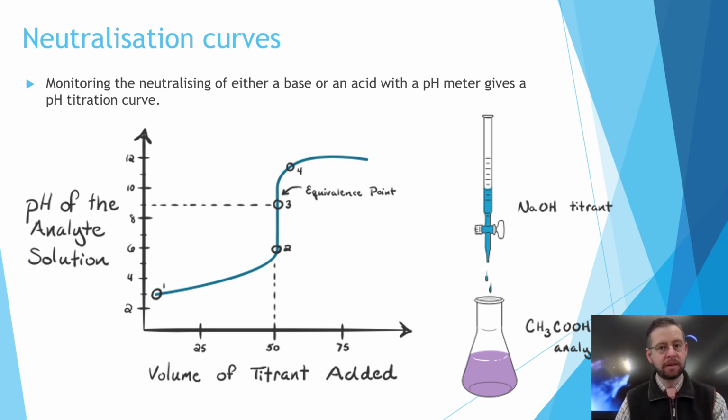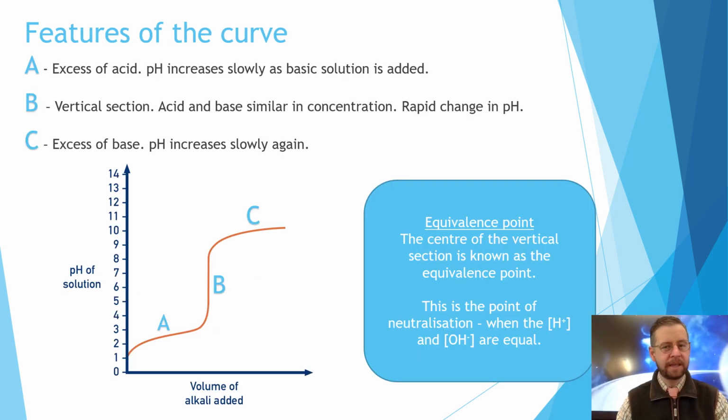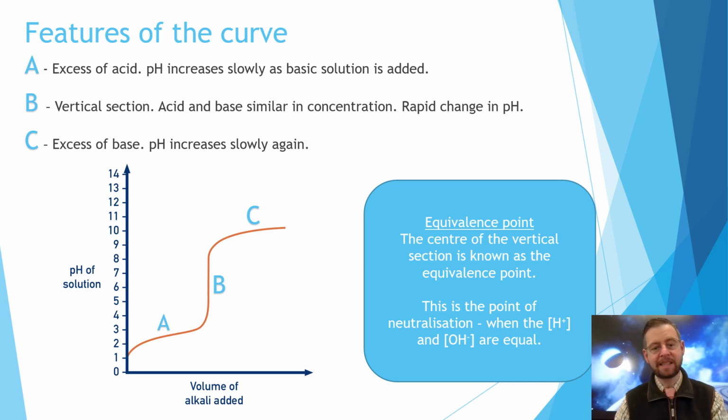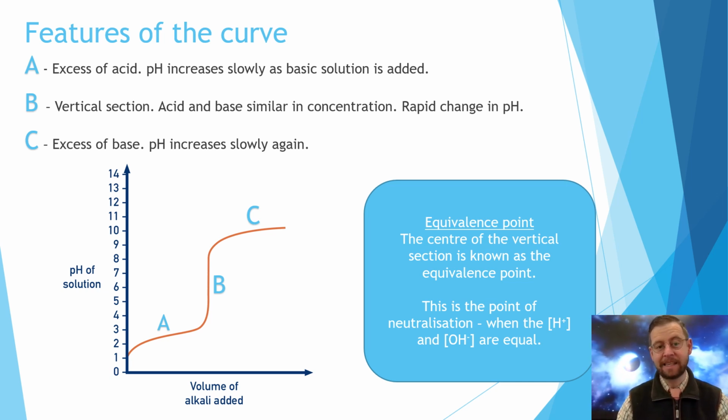Now, these graphs can look different depending on exactly the situation. So let's have a look at some examples. But first things first, we must make sure that we're using the right vocabulary to describe the different parts of this graph. You see the almost horizontal, flat starting part, we're going to call where there is an excess acid. You can see that's A on this diagram here.